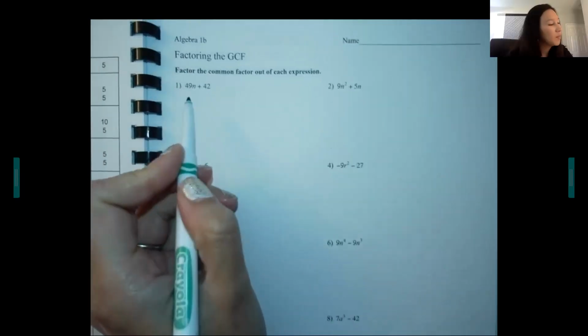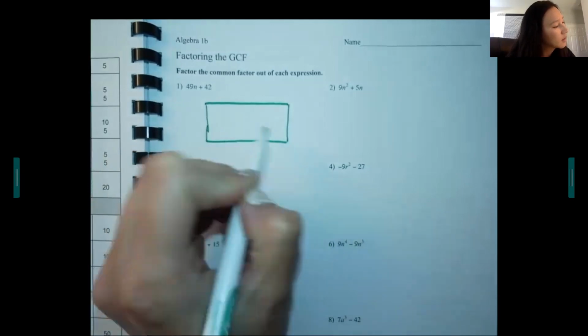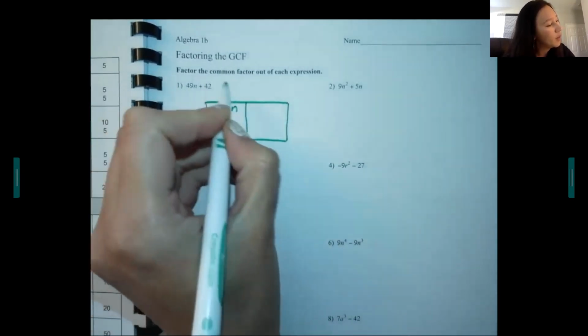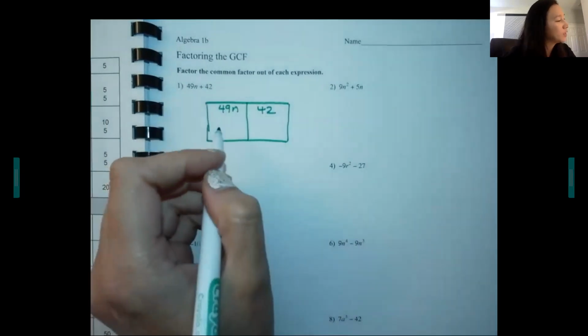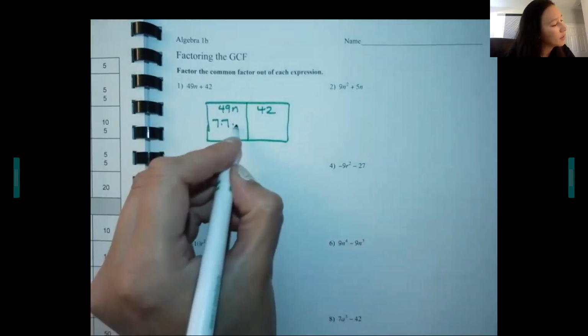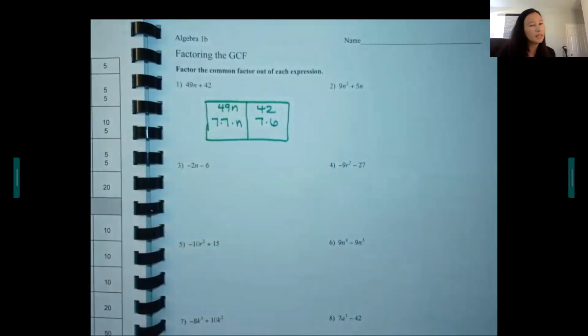All right, so number 1. The first page, they all just have 2 terms, so these are all going to just be using our 2 boxes. We're going to put 49N in the first box and 42 in the second box, and then we're going to expand. So 49N, that's 7 times 7 times N. 42 is 7 times 6.